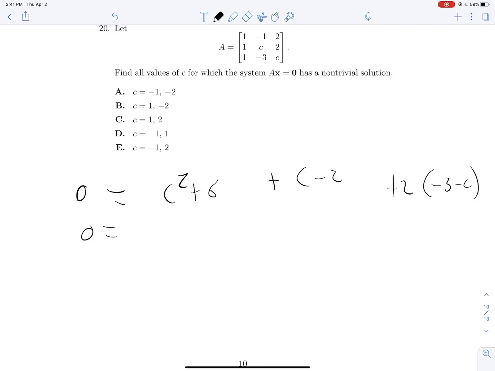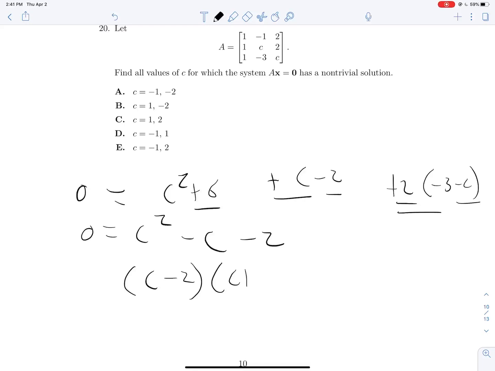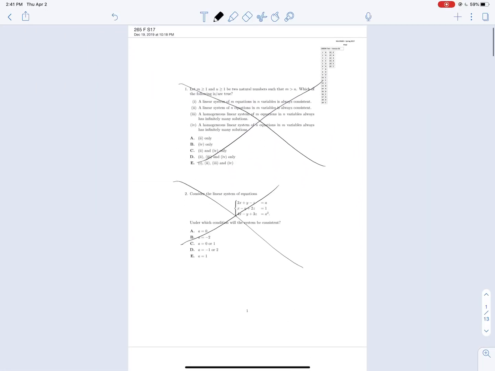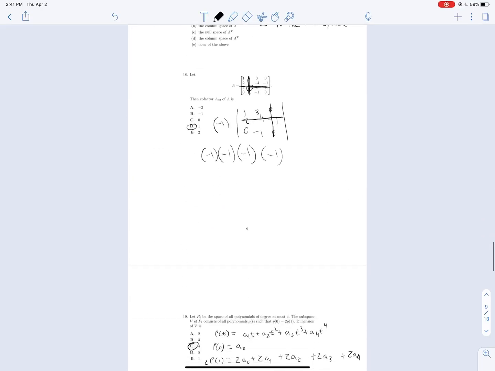So we see that 0 is equal to c squared. And where are our c's? We have plus 1c minus 2c, so minus c, plus 6 minus 2 will give us 4, minus 6 will give us negative 2. This factors to c minus 2, c plus 1, or c equals 2 and negative 1. So 20, our answer is in fact E.